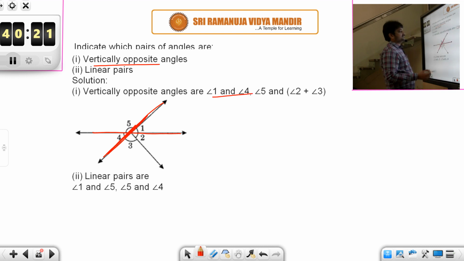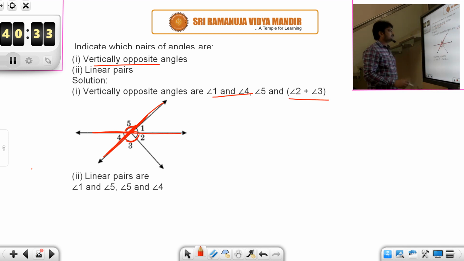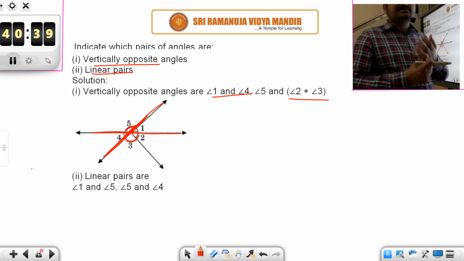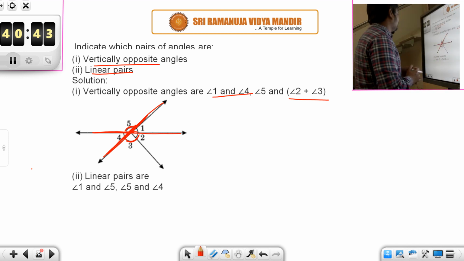1 and 4 are vertically opposite angles. And then on the other side, 5 is 1 and 2 and 3. So 5 and the sum of 2 plus 3 are vertically opposite angles. And then linear pair. Linear pair means adjacent and supplementary, I mean 180 degrees. So they should form a straight angle.